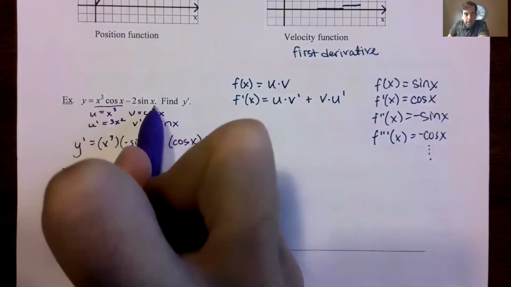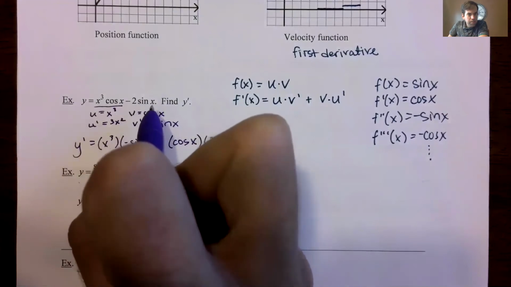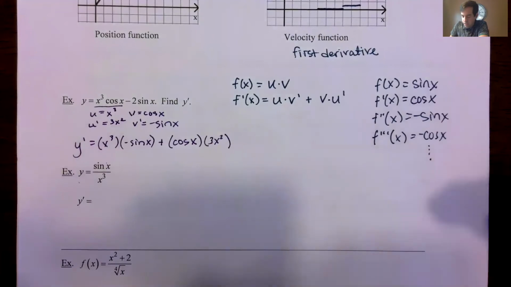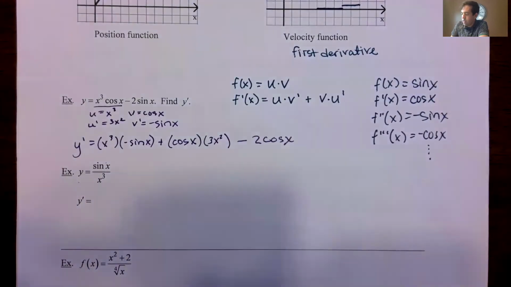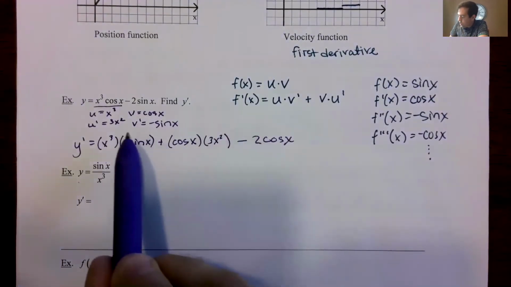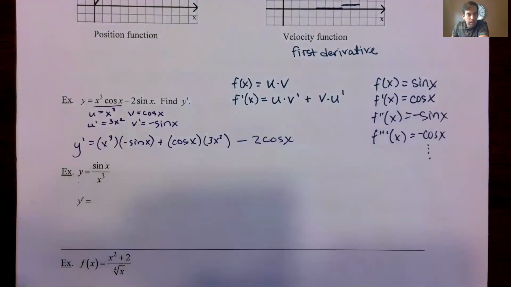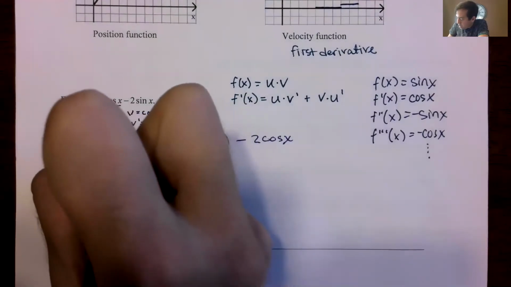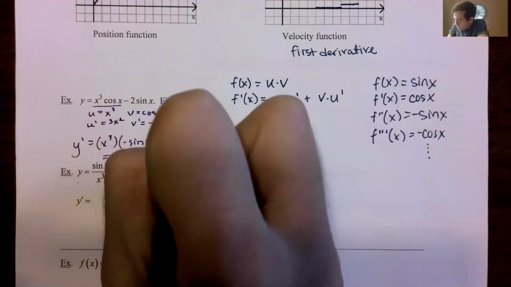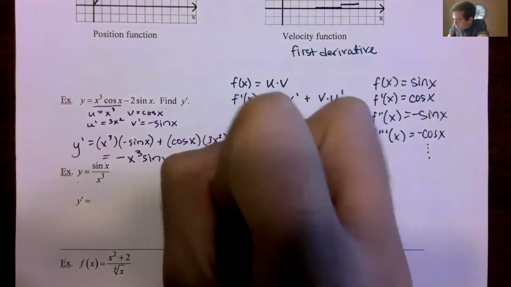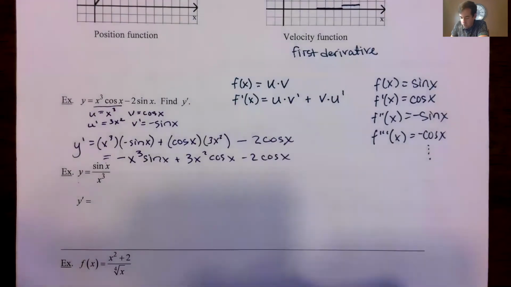And then we have to take the derivative of the second term, minus 2 sine x. The derivative of sine is cosine, so it's going to be minus 2 cosine x. Anytime there's a constant in front of the trig function, it just stays there. Then we just multiply these together. So we have negative x cubed sine x plus 3x squared cosine x minus 2 cosine x. I don't have any like terms, so we're stuck with that.